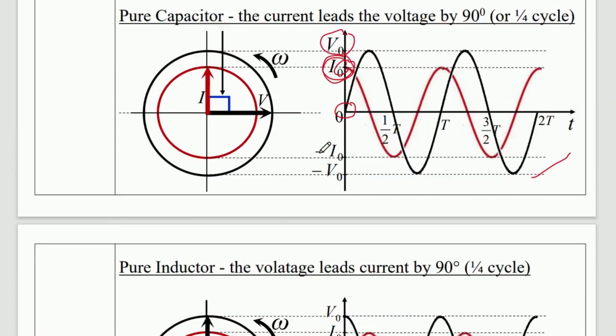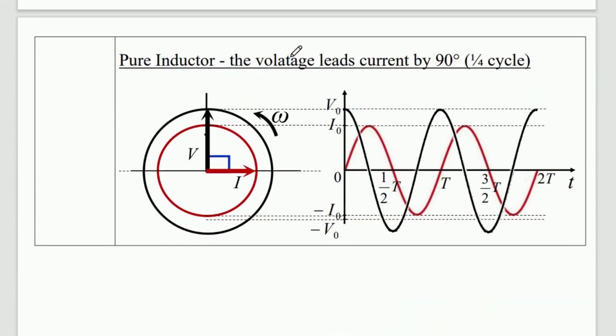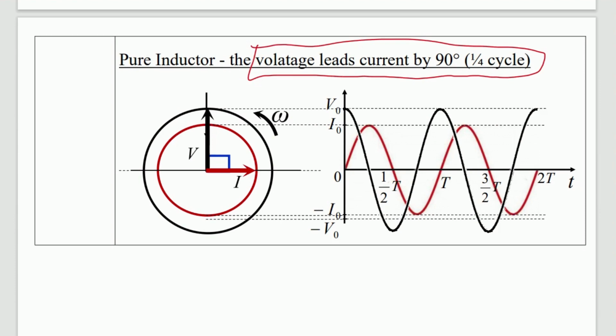Next, the pure inductor. For the pure inductor, voltage leads current by 90 degrees, or 1/4 cycle. This is the value for the voltage and this is the value for the current. So the voltage and the current are not in phase because they do not start from the same point. The graph for the current starts from here.